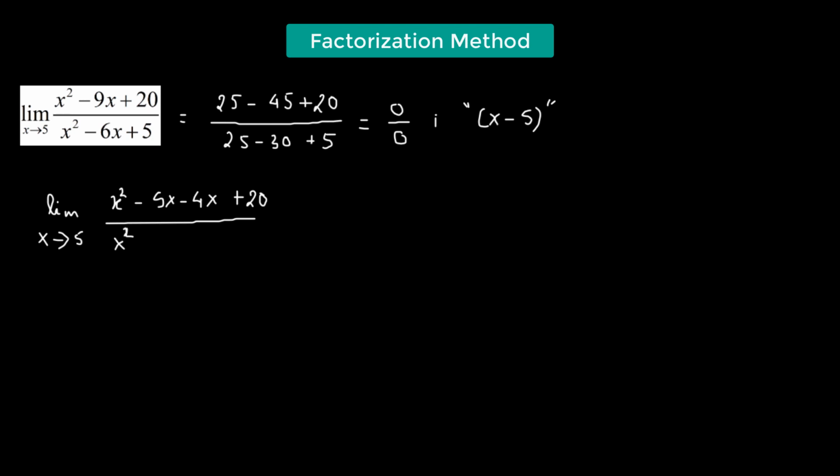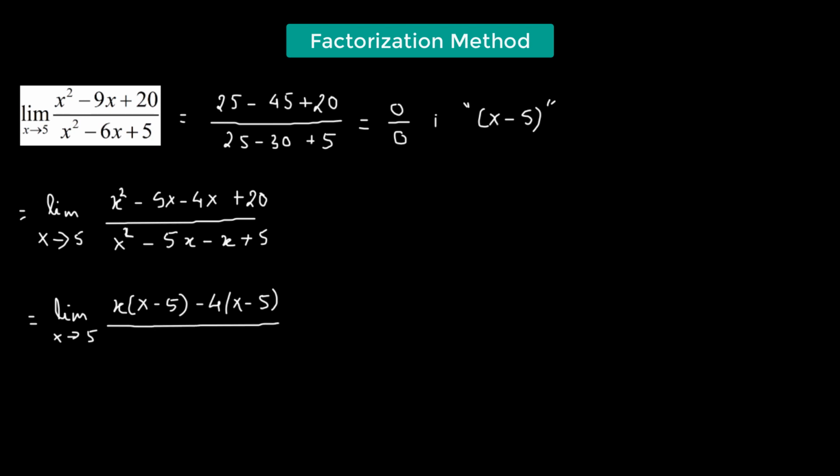So the factors of 5 will be 5 and 1. So negative 6x can be written as negative 5x minus x plus 5. So that will be equal to limit x going to 5. Taking x as the common factor in the first two terms, we have x multiplied by x minus 5, minus 4 multiplied by x minus 5, divided by x times x minus 5.